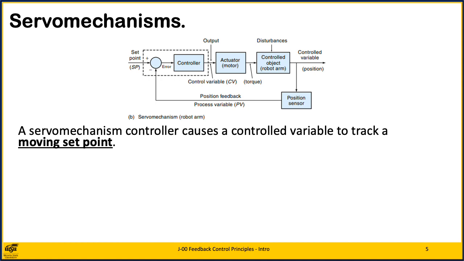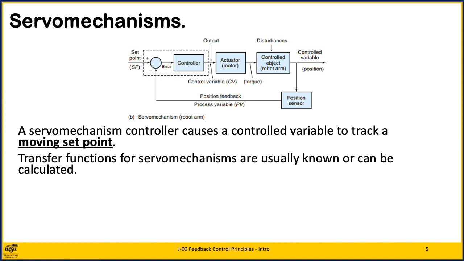In a servo mechanism, the job of the controller is to have the controlled variable track a moving set point, for example, moving a robot arm from one position to another. Engineers approach the problem of designing a controller for a servo mechanism differently than they would for an industrial process control system.